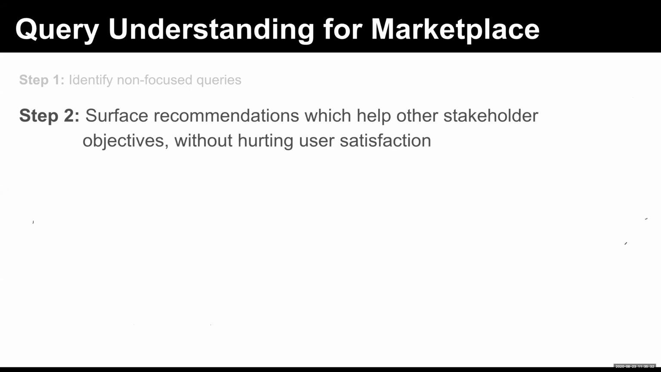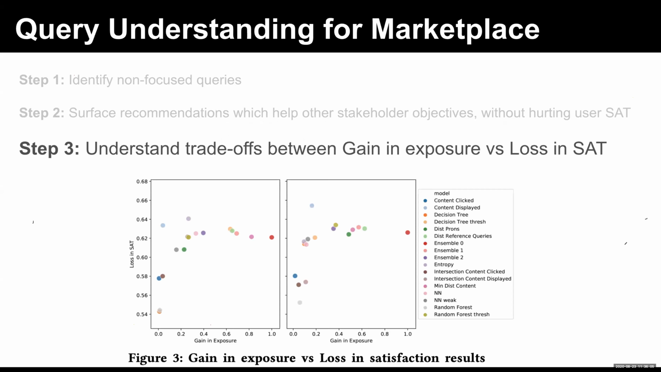Now that I have a query level score, how does my learning to rank model use that score to push other objectives, right? So this is a problem which is tying this section to the previous section. So far we are talking about, hey, there are these multi-objective models, and now I have a query level score. How do I use that to inform how much weight you should give to some of the other objectives for this specific query? Because I think this query has the potential for us to show content which are coming in from some other stakeholders. And then we want to understand the trade-off between gain in exposure versus loss in satisfaction.